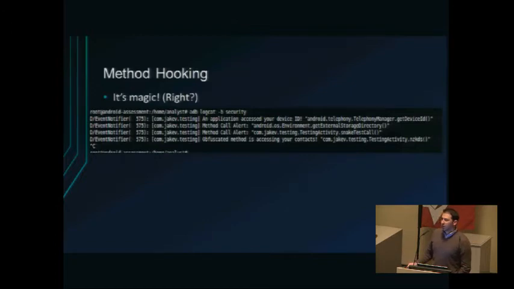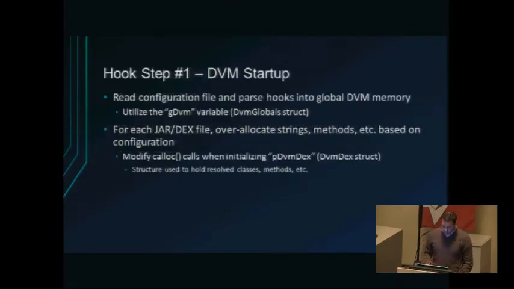It's a DVM DEX structure. It gets allocated given the actual size that's required. But we're going to do things like inserting new methods and inserting new strings. So we're going to have to over-allocate this. We're going to calculate how many strings we need to add, how many methods we're going to need to add, and we're going to over-allocate the structure, so that later we don't have to reallocate.